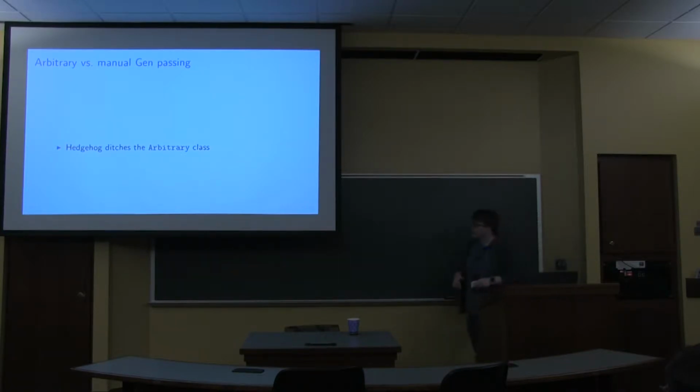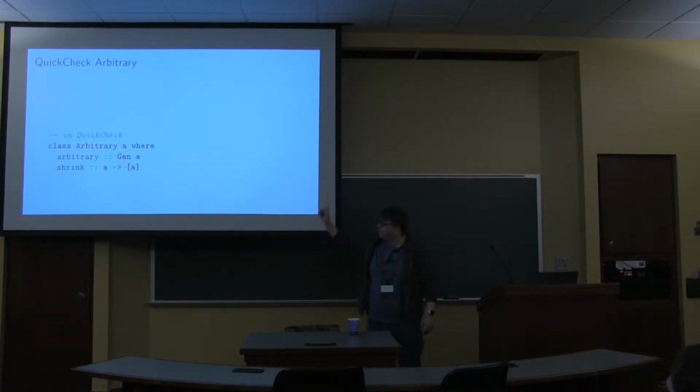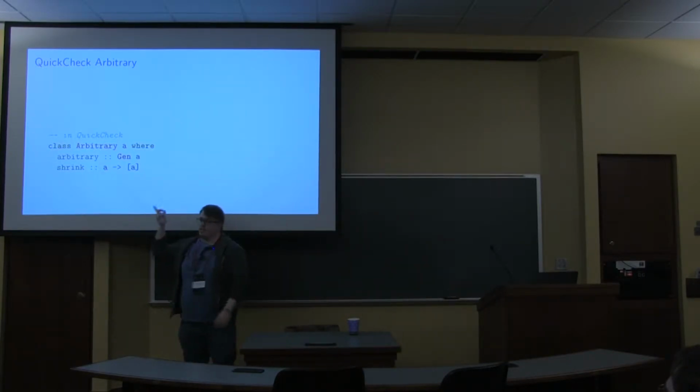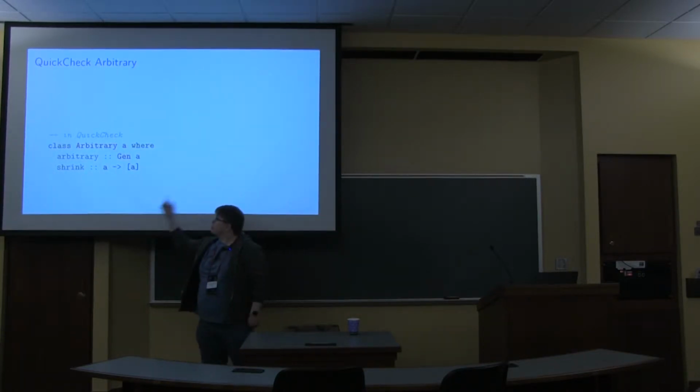Another reason to consider Hedgehog is that it ditches the Arbitrary class. Don't worry, we'll get back to shrinking. So this is the Arbitrary class in QuickCheck. So you have arbitrary, Gen A, shrink, A to list of A. All right, so with arbitrary, this is basically just a default Gen value, right? So you're associating it with some type A.